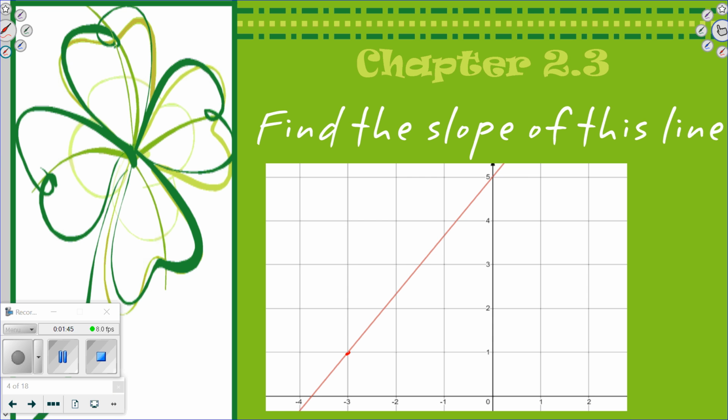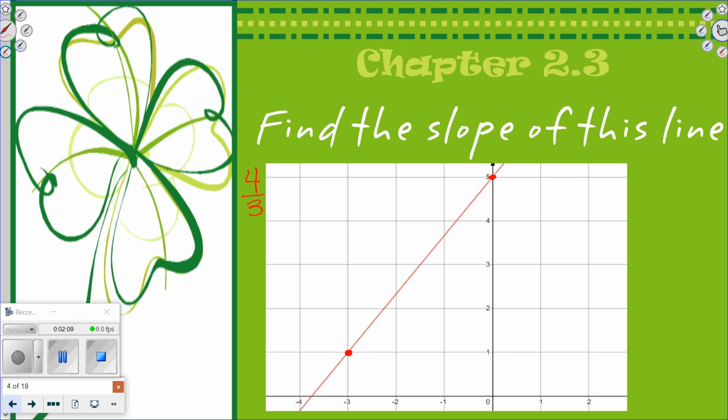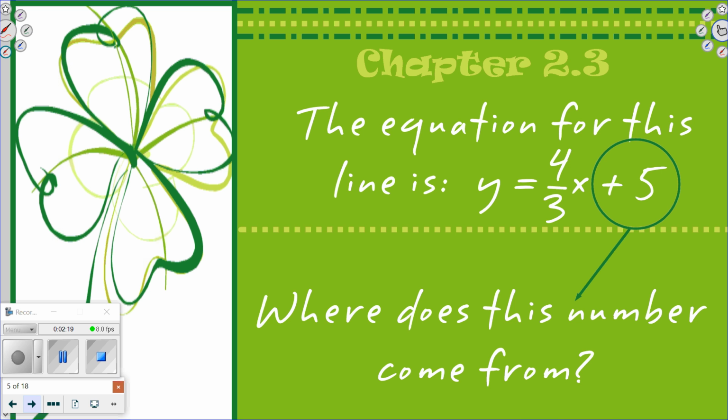All right, find the slope of that line. I find a nice point. And there's one. It's up 1, 2, 3, 4. 1, 2, 3. 4 over 3. Positive, right? It's going uphill. So the equation for that one's 4 over 3x, which is what we just said, plus 5. Where's the plus 5 come from? That is where it's hitting the y-axis. It's at 5. So that is your b.